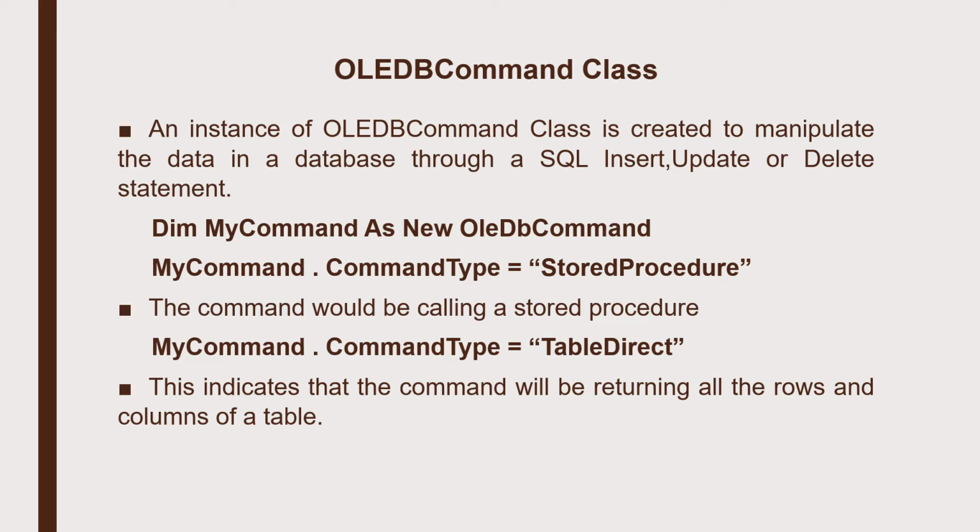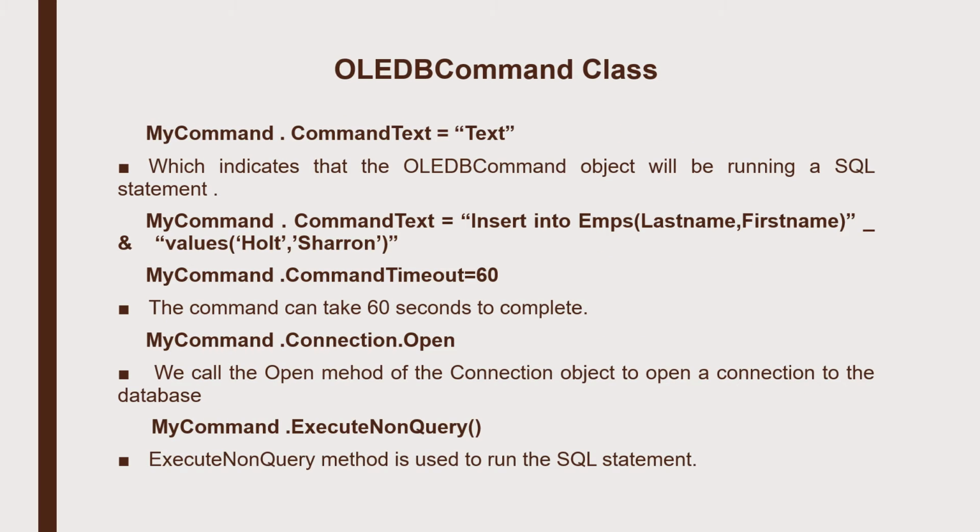You can also set the CommandType value as TableDirect. This indicates that the command will be returning all the rows and columns of a table, and only the table name needs to be supplied. The default for this property is Text: myCommand.CommandType = Text, which indicates that the OLEDB command object will be running a SQL statement.